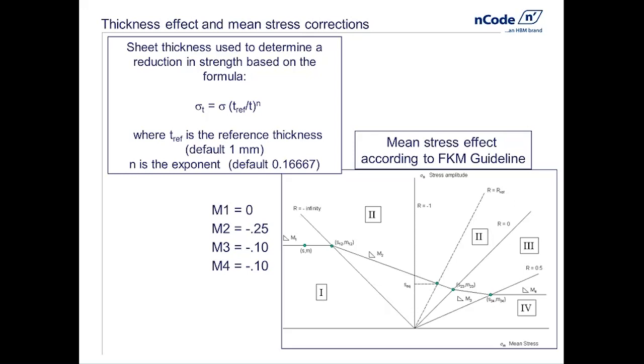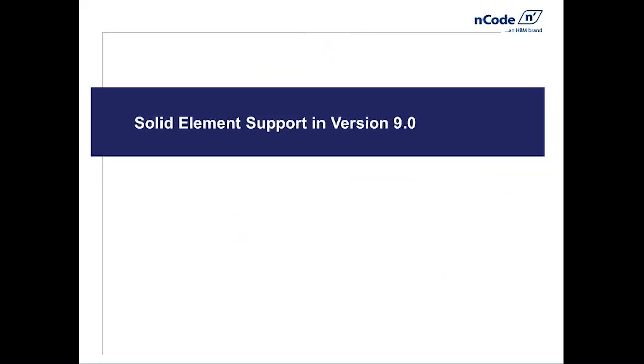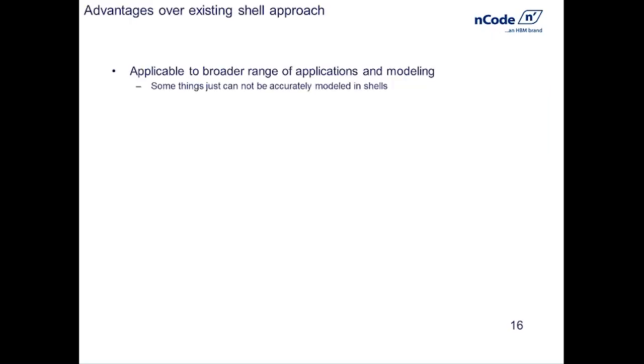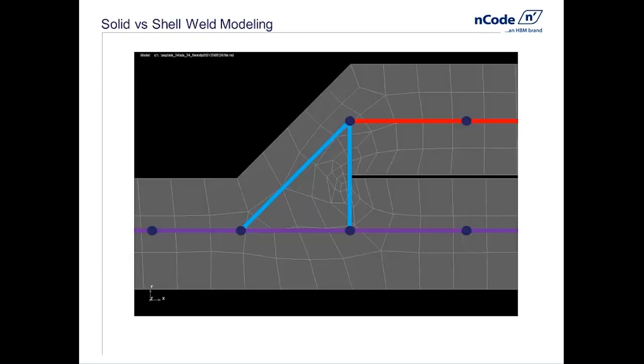Those stress recovery techniques, material definition, and corrections to the stresses are all part of the original seam weld technique defined for shells. At 9.0, we've actually added support to deal with solid elements as well. And this was done for several reasons, but as much as anything, there are just applications where the part is not easily modeled with shells. I mean, with an approach where I model with shells, I have to make some sort of idealization or assumptions to come up with an appropriate shell model, and some structures just really aren't applicable to shell modeling.